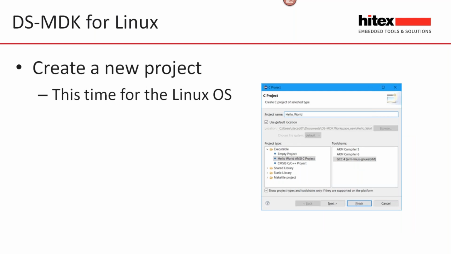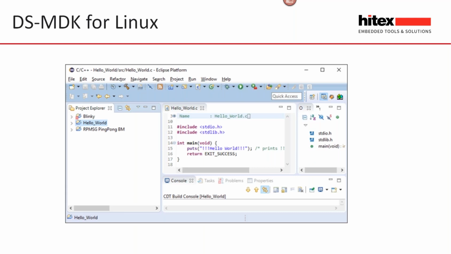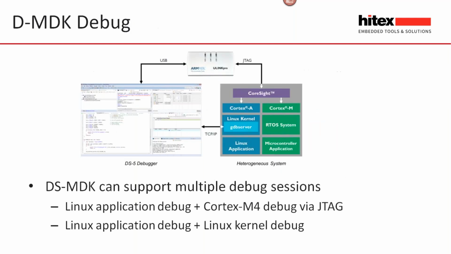Similarly, we can develop a project for Linux. So again, here we can just select a simple Hello World project. We can select the compiler that we want to use, so the GCC or the ARM compiler, and then we can build and run a simple Hello World project as a Linux application. In terms of debugging, we can use GDB, the GDB server, to download the Linux application, and we can then debug that within the DS5 debugger.